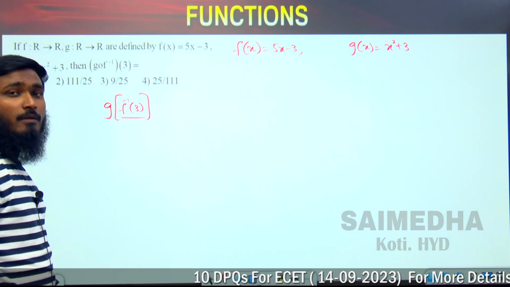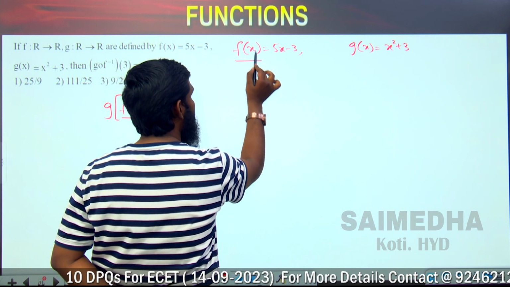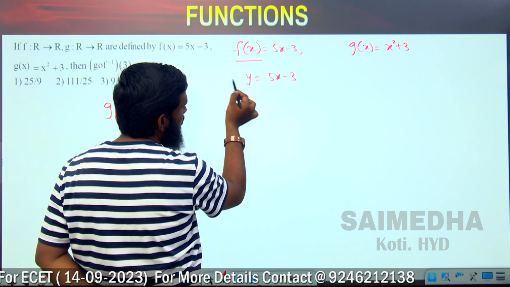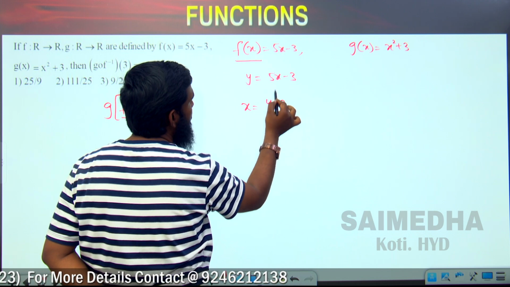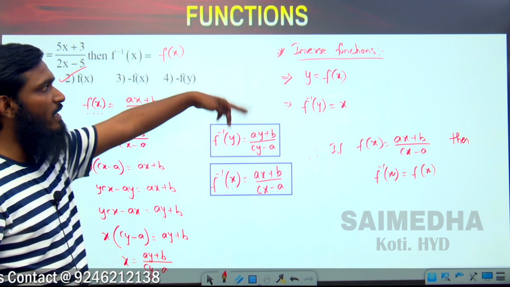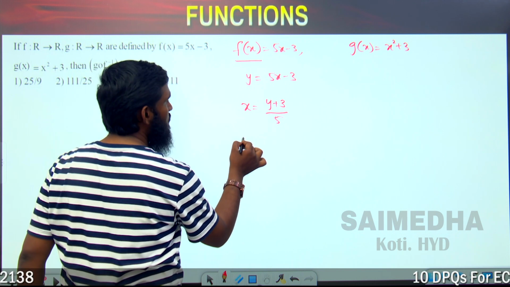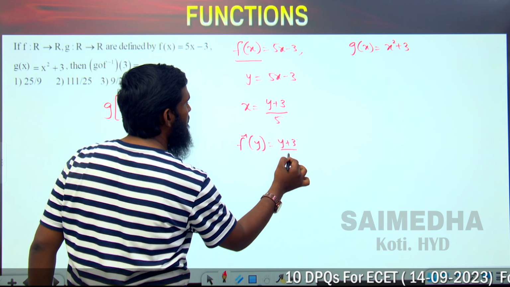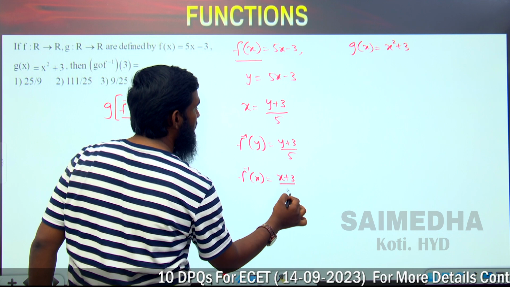For f inverse of 3, first we have to find the f inverse function. To find the f inverse function, as we have discussed, we take y is equal to 5x minus 3. From this, how can we find the x value? x is equal to y plus 3 divided by 5. We apply the two conditions for the inverse part. So f inverse of y is equal to y plus 3 divided by 5. But we want f inverse of x, so f inverse of x is equal to x plus 3 divided by 5.